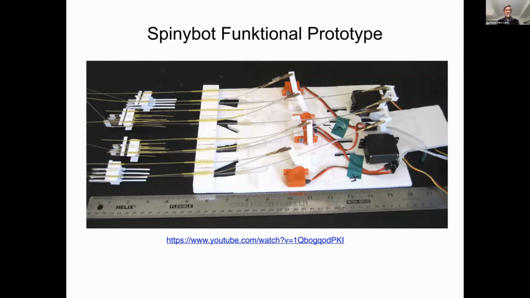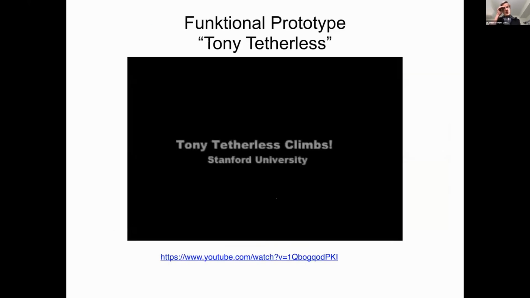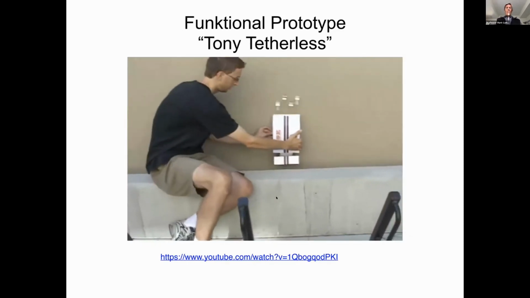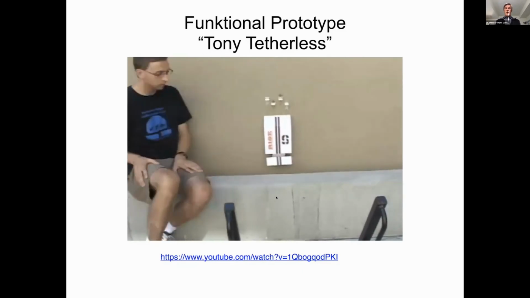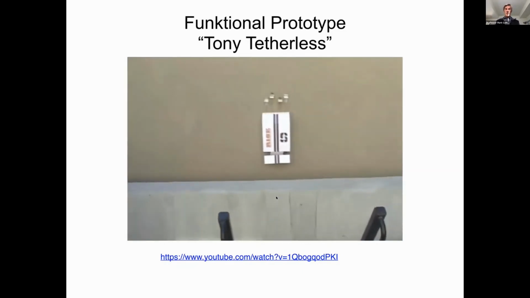Again, here's a picture which I think hardly anybody has seen. Way before SpinyBot, this was our functional prototype. And you can see it's got hot melt glue, straws, wires, springs, bits of duct tape. But darn it, it worked. To my knowledge, it was the first robot that could climb outdoor building surfaces. Didn't have a tether. Certainly the first using spines.